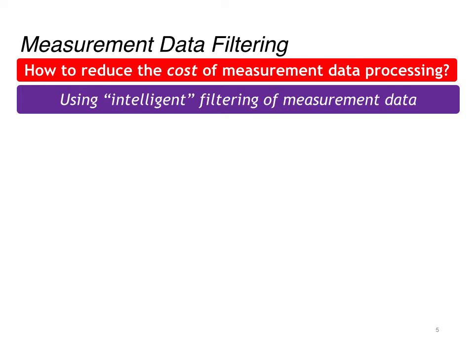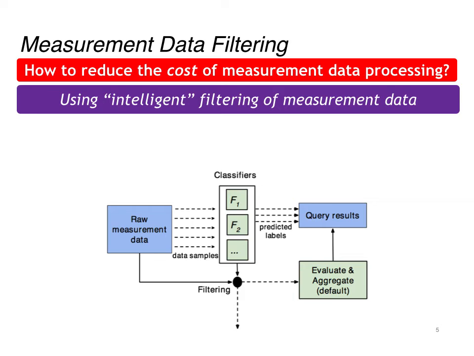In this work, we take a different approach for reducing the data processing costs that are involved in network telemetry. The key idea of the approach is to achieve cost reductions by filtering out part of the raw measurement data extracted from the traffic. We refer to this as intelligent filtering.